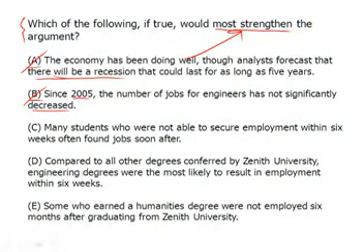Of course, the correct answer is going to plug up only one of those holes because there's only one correct answer. C, many students who were not able to secure employment within 6 weeks often found jobs soon after. Again, this is irrelevant because we're dealing with engineering students who want to go to ZU or who are told to go to ZU if they want a job. D, compared to all other degrees conferred by ZU, engineering degrees were the most likely to result in employment within 6 weeks. Aha! That's exactly what we wanted.